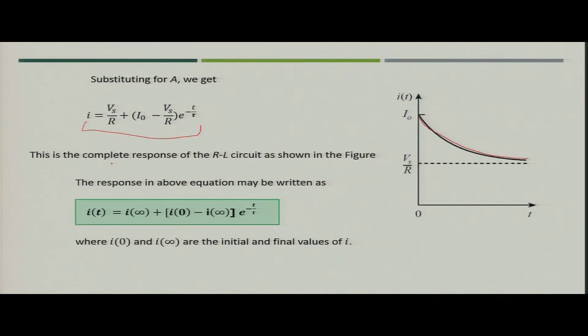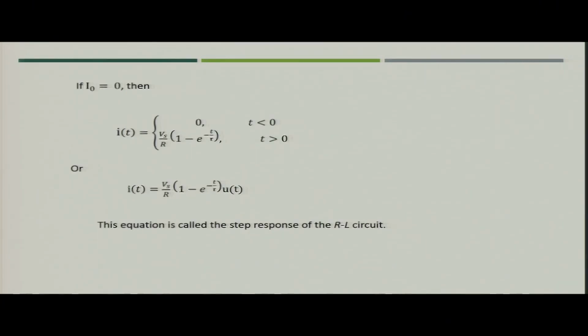So, what we can say is that the complete response of the RL circuit, you can simply write the current as I infinity plus (I naught minus I infinity) whole into e to the power minus t by tau. I naught is the value of current at time t equal to 0, and I infinity is the current at time t tending to infinity. So, these are called the initial and final values of current I.